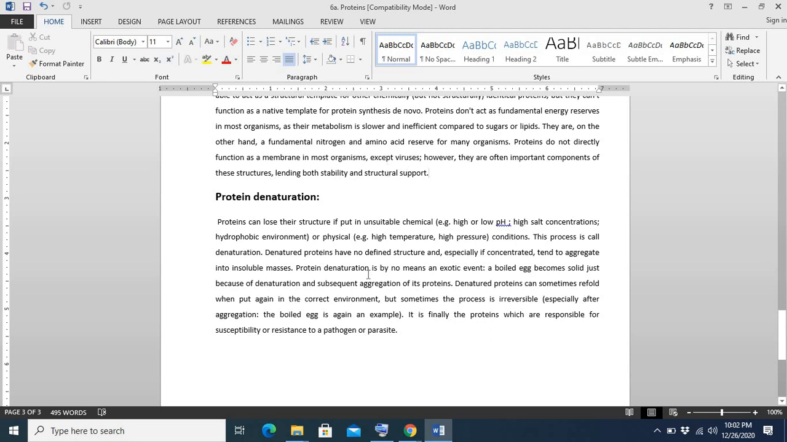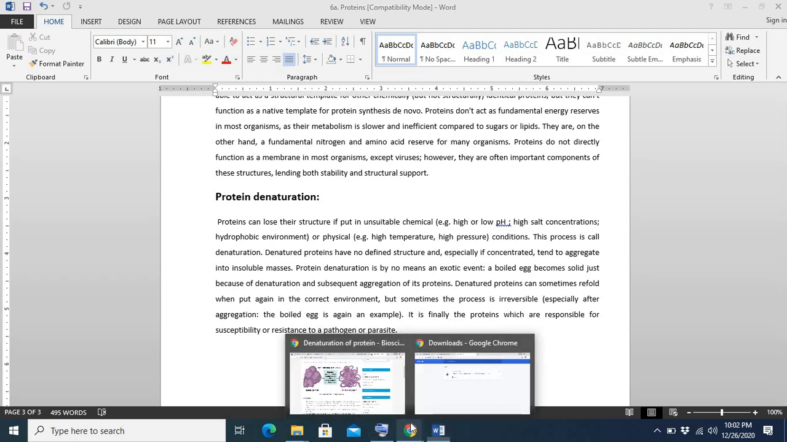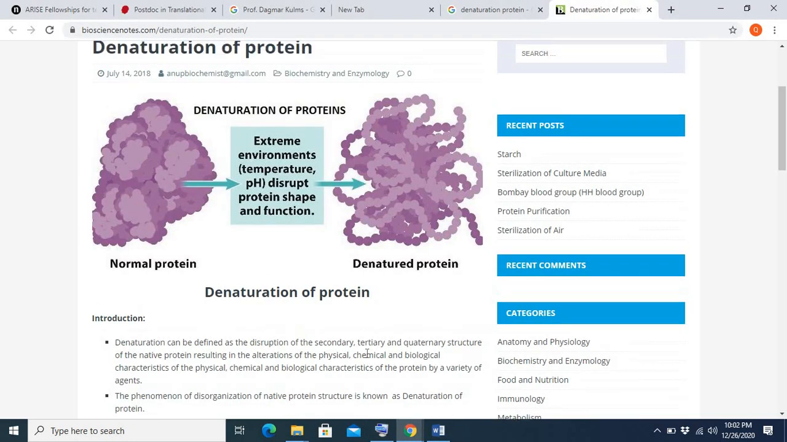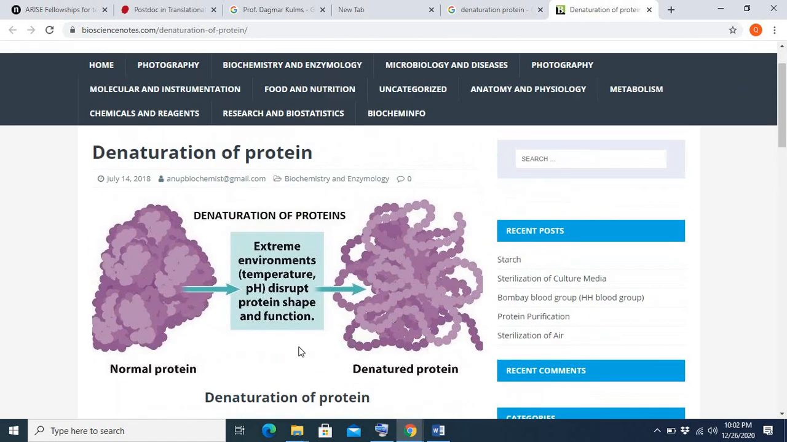And then protein is different from other biological macromolecules, especially from lipid and carbohydrate, in that it exhibits one important type of phenomenon that we call protein denaturation and protein renaturation. So what is this protein denaturation and renaturation? We can study from here.